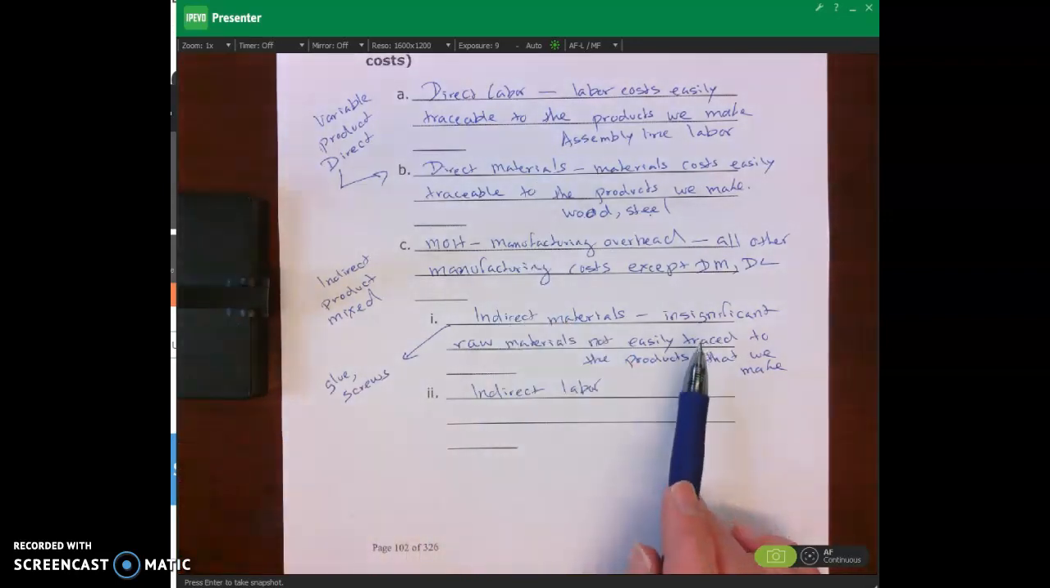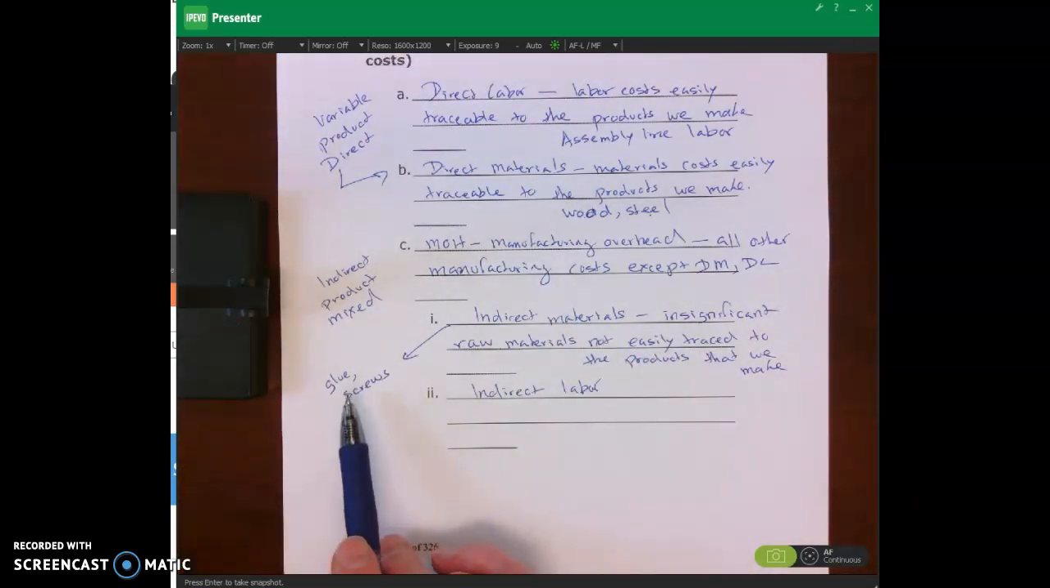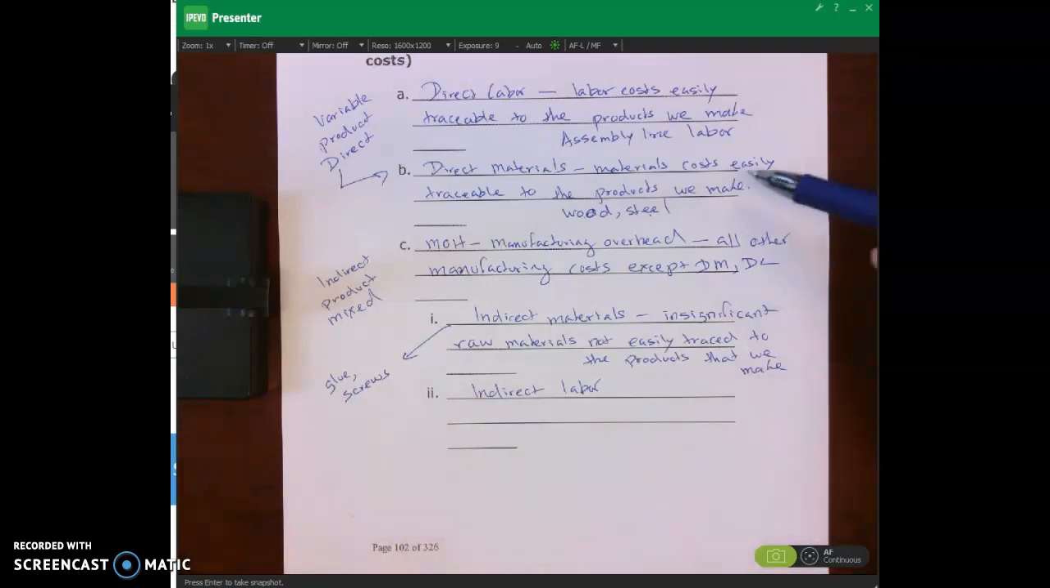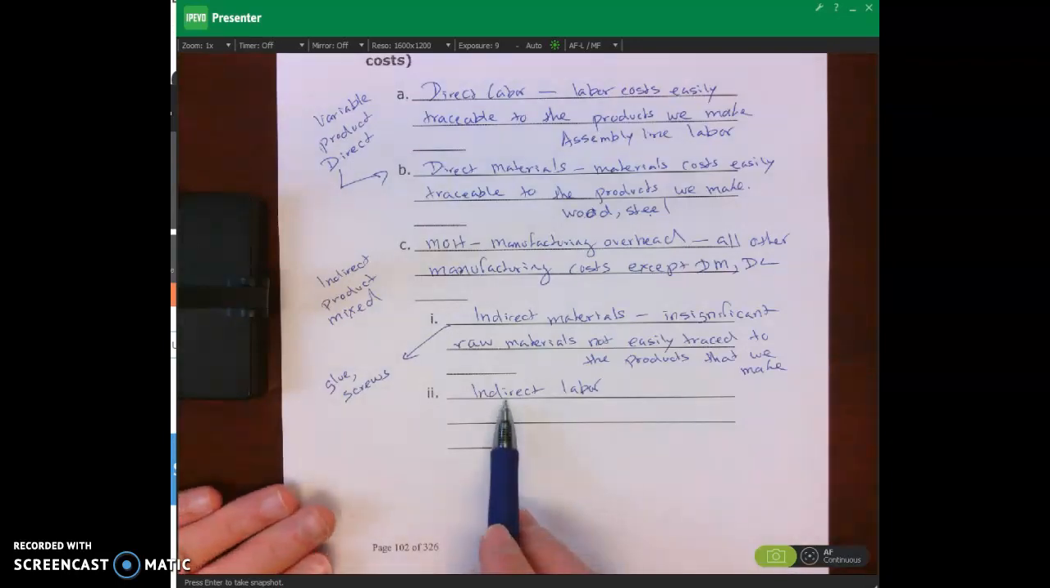And there are also insignificant raw materials. That's why it's glue, screws, not the big piece of plywood that we might use to make a table. Think glue, think screws. Like I said, not the big piece of plywood or the 2x4s that we would use to make that table. Okay?